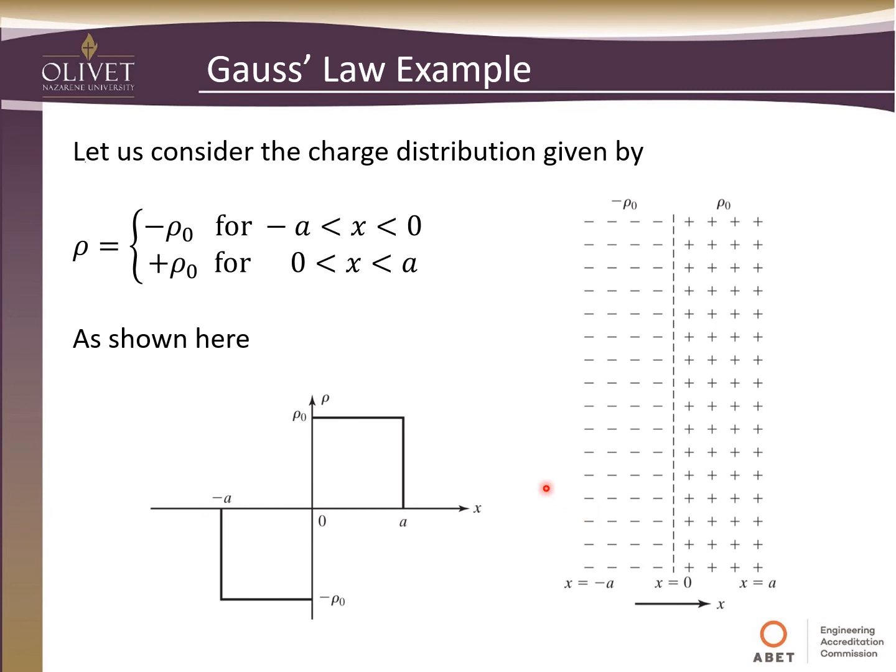Another quick example of applying Gauss's law for E fields. Let's just say we have a charge distribution here. From -A to 0, we're going to have this negative rho charge. And then from 0 to A, we're having this positive rho naught charge. So this is kind of a graphical representation of that. It's negative rho, positive rho. Outside of these, there is no charge. And this is the mathematical way we could do that with piecewise equations together.